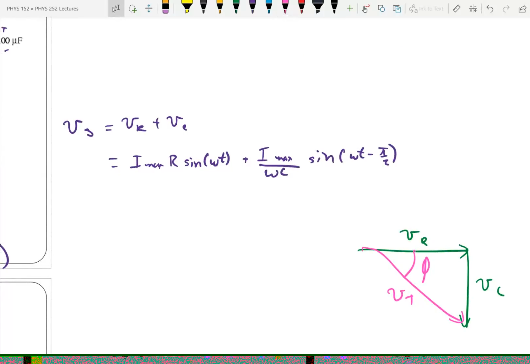We take this here and we say, this is I max R with an angle of 0 because of the plus 0, plus I max over omega C with an angle of minus pi over 2.